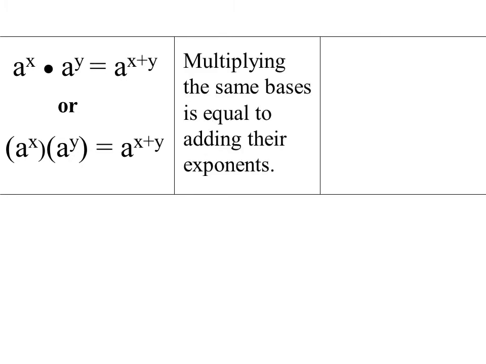Now, let's talk about multiplying exponents with the same base. So if I'm multiplying the same base, I add my exponents. So a to the x power times a to the y power is equal to a to the x plus y. So for example, in numbers, 2 to the third power times 2 to the second power would be 2 to the fifth power. I'm just going to add my exponents. And then I just solve.